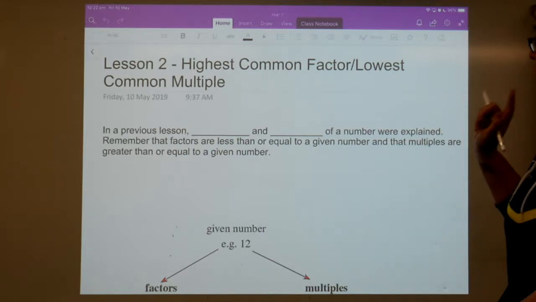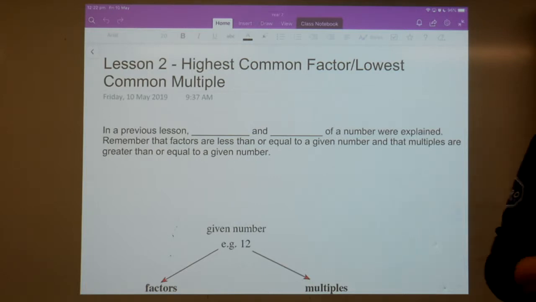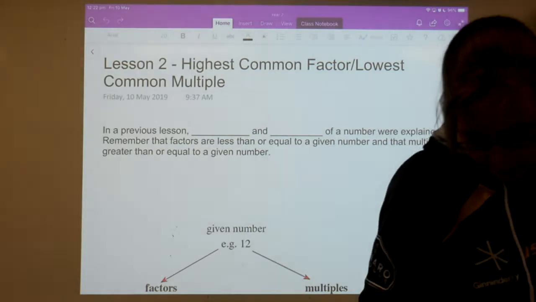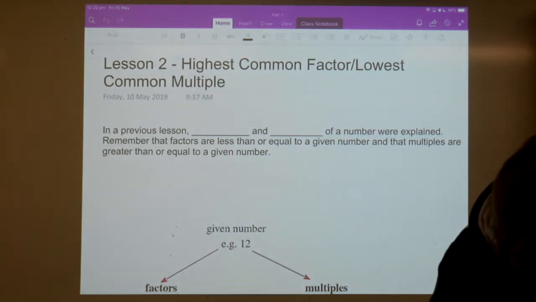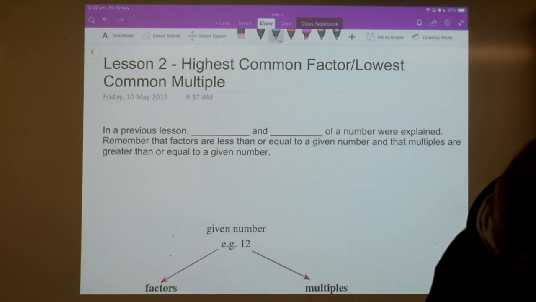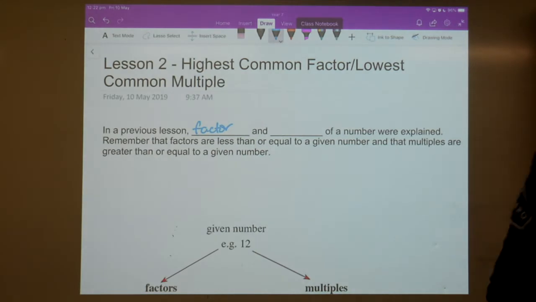Okay, so we're going to get into highest common factor, lowest common multiple. We've got two ideas to talk about today. In that previous lesson, we should have learned what a factor was, and we should have also learnt what a multiple was.